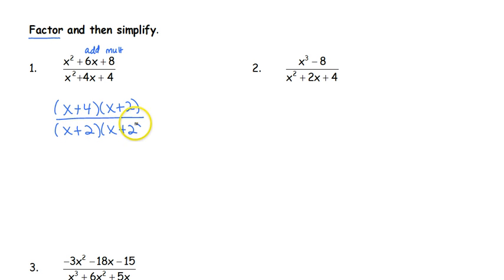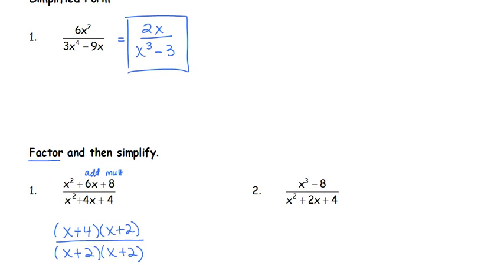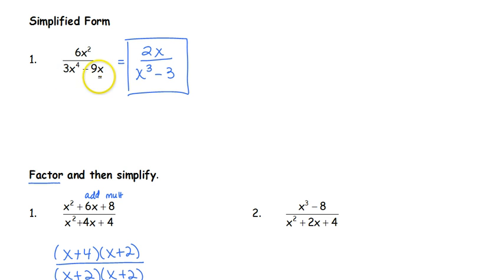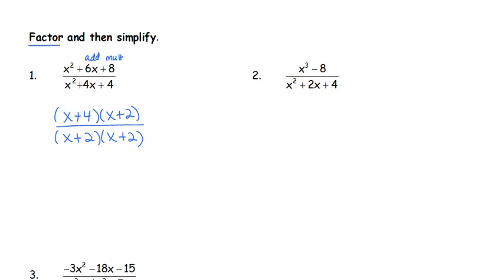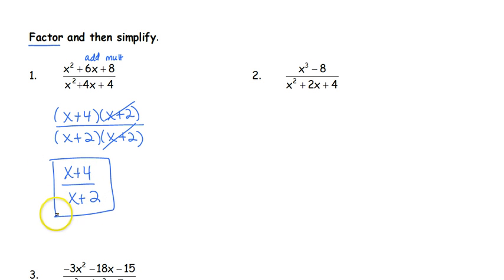Once we've completely factored the top and bottom, we want to see what we can cancel out. The difference between these and our first one is we've got subtraction on the bottom, so it has to be canceled from all three pieces. With our factor and solve kind of problems, we have all multiplication on top, all multiplication on the bottom. So we're going to cancel x plus 2 and x plus 2, and we are left with x plus 4 over x plus 2. That would be our answer in simplified form.